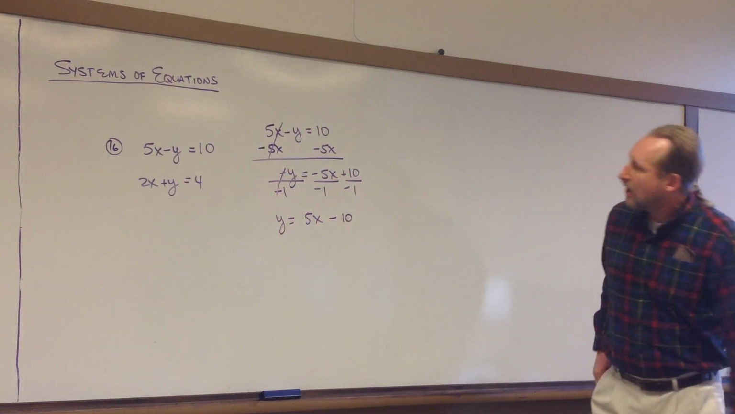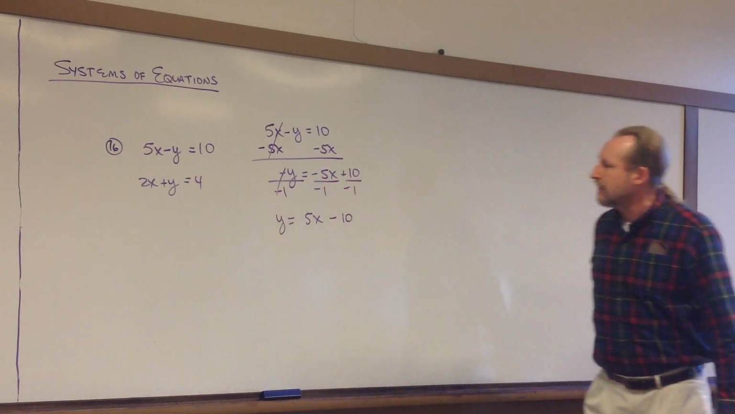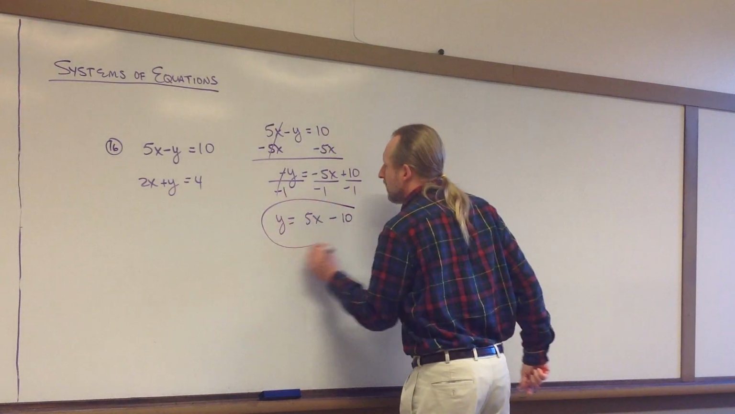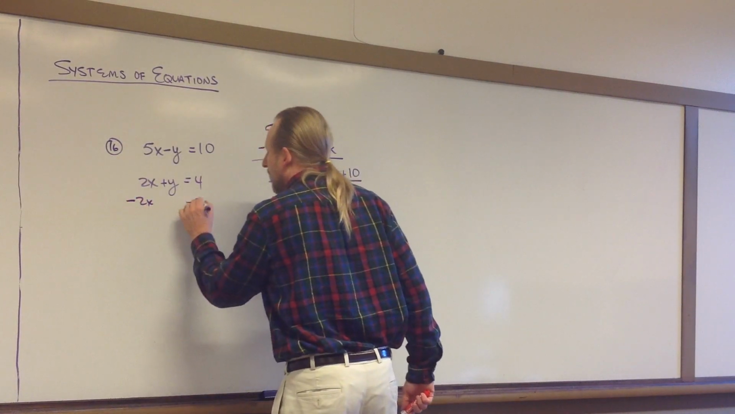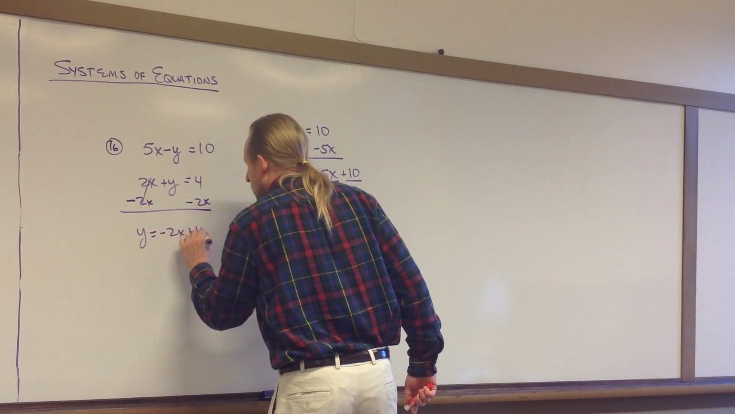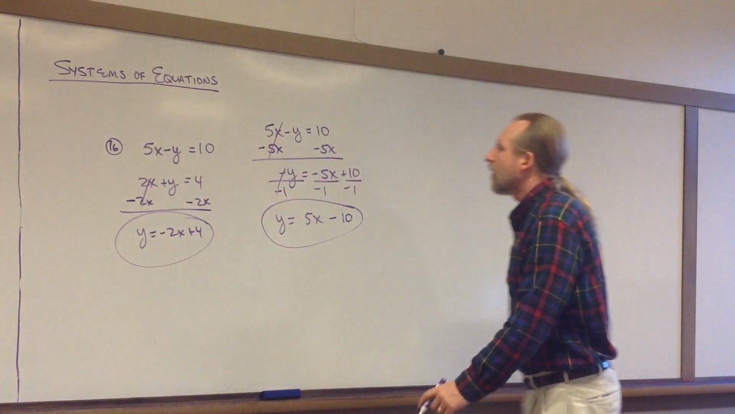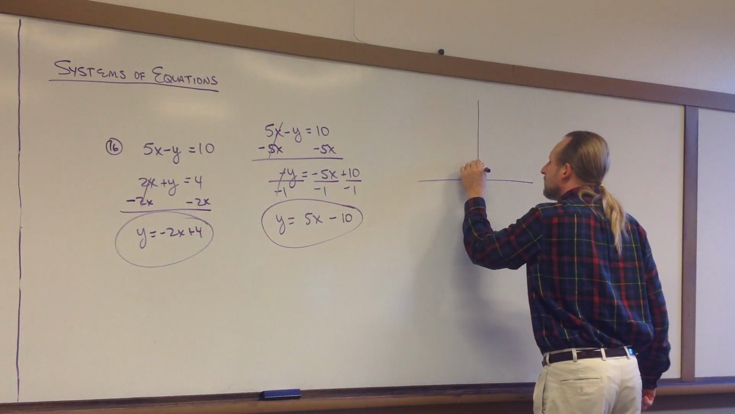And so positive y will be equal to positive 5x minus 10. So there's one line. The other line is going to be, if we just subtract 2x on both sides, y equals negative 2x plus 4. All right, let's see what the sketch looks like.